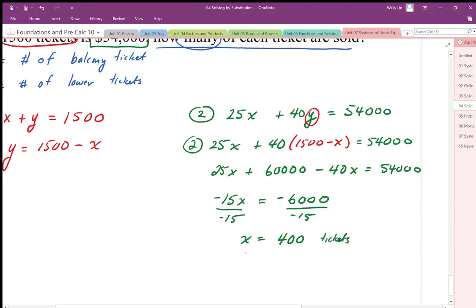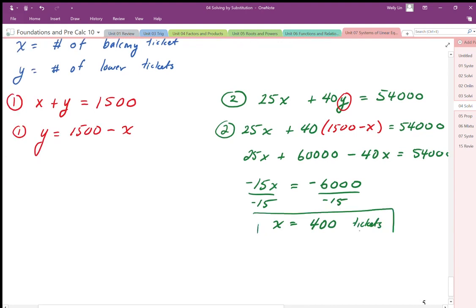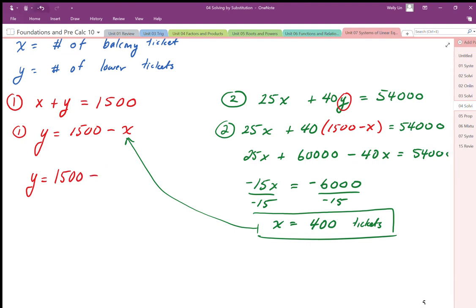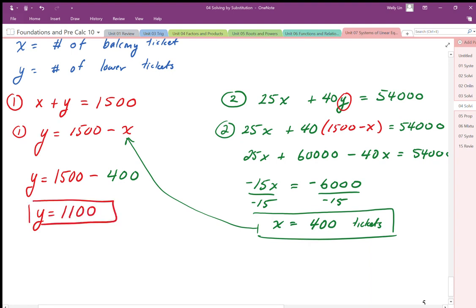for the balcony, and then solving for y, we're going to replace into there, and we're going to solve for y. So we get y equals 1,500 tickets total minus the 400 tickets that are our balcony tickets. And that gives us 1,100 tickets in the lower level. Okay, so there's our solution. Okay, so this is tickets, and that's in our lower level.